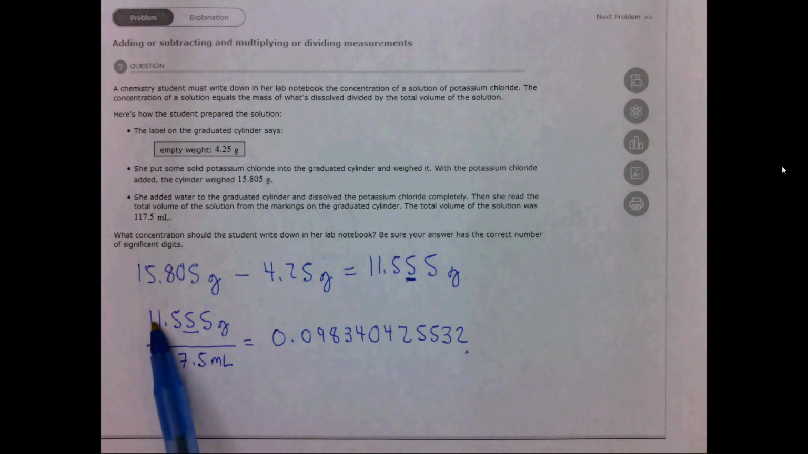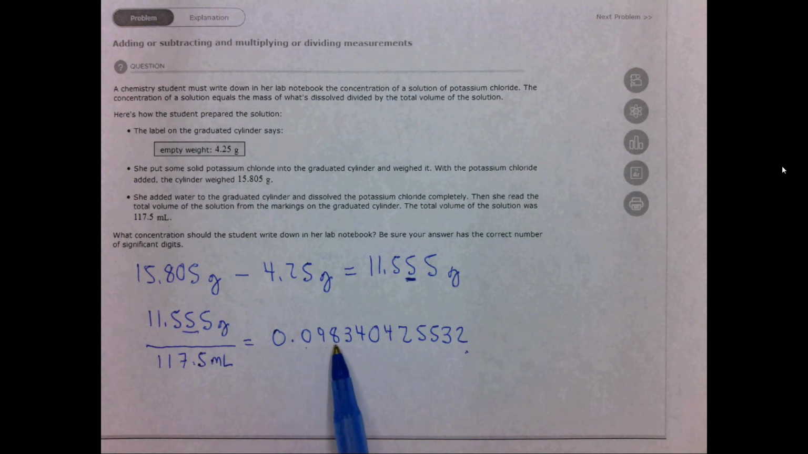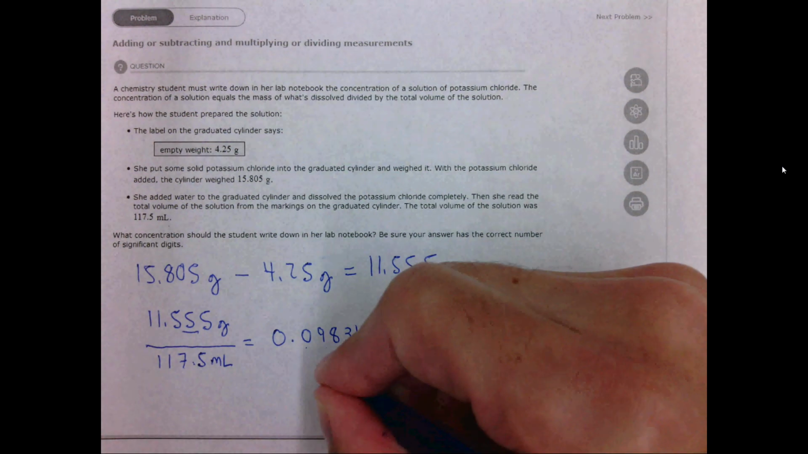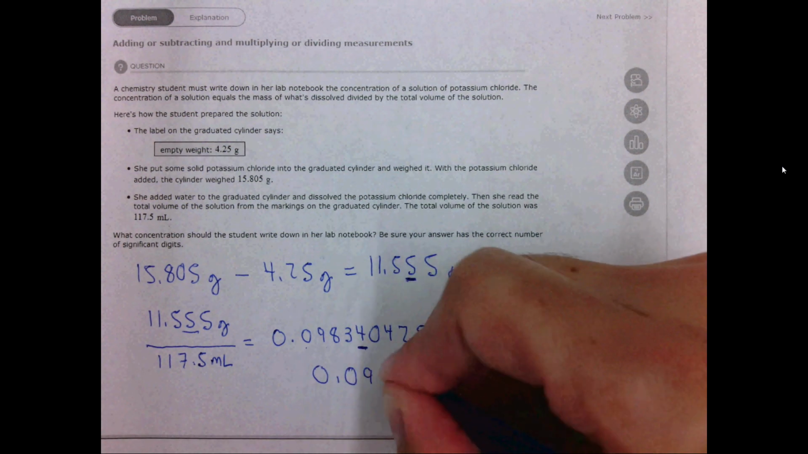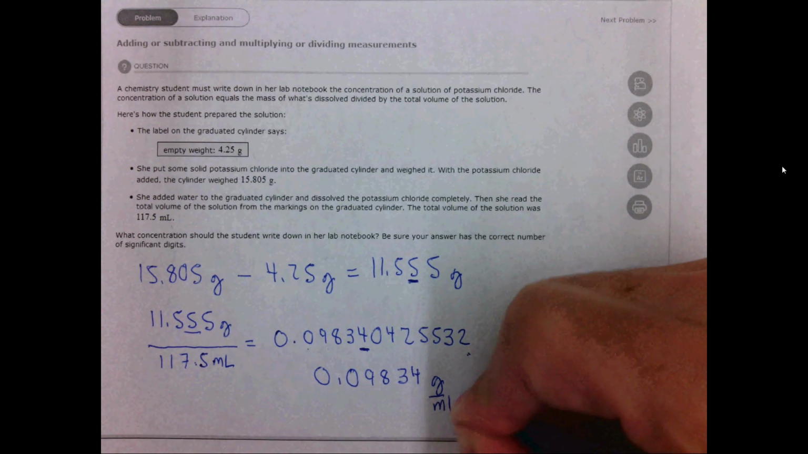This gives us 1, 2, 3, 4 sig figs, because remember for dividing, it's the total number of significant figures. On the bottom, our measurement has 1, 2, 3, 4 significant figures. So they're both 4, which means our answer should be 4. This leading 0 is not significant because it's only after a decimal place, it's not after a sig fig. So we count over 1, 2, 3, 4. This is our 4th significant figure, and our answer is 0.09834 grams per milliliter.